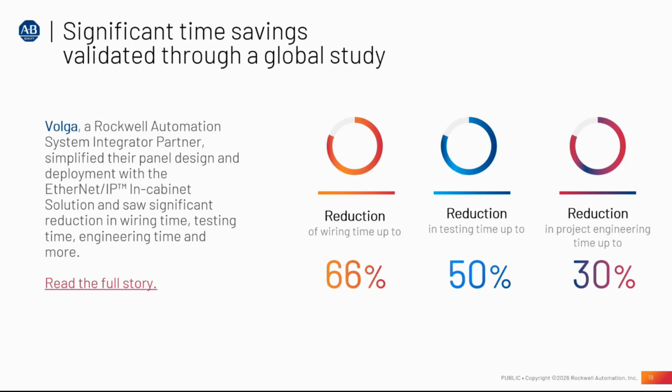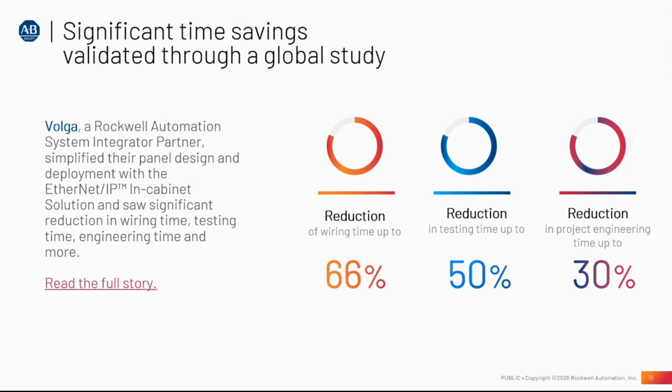So it is an investment to go into the Ethernet IP solution, as it's going to add a little bit more cost to every single device. But you're going to get this back from your ability to do more jobs in the same amount of time. So there's a 66% reduction in wiring time, a 50% reduction in testing time, and a 30% reduction in engineering time. These numbers are from not Rockwell, but a Rockwell partner, Volga.